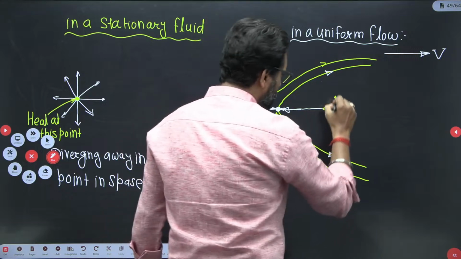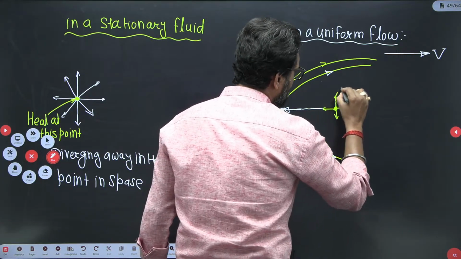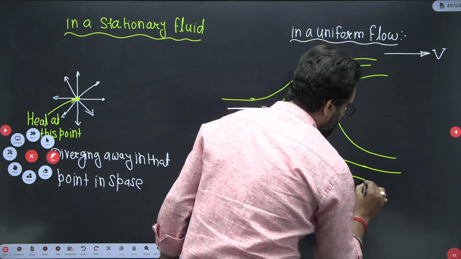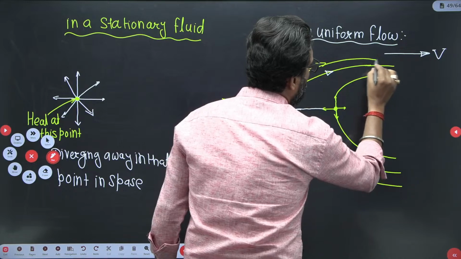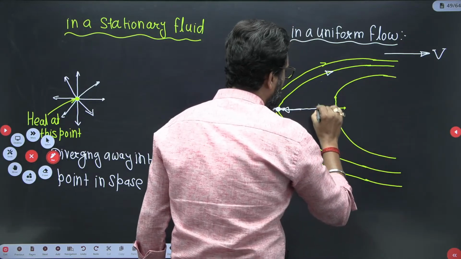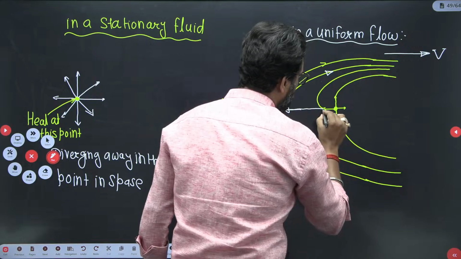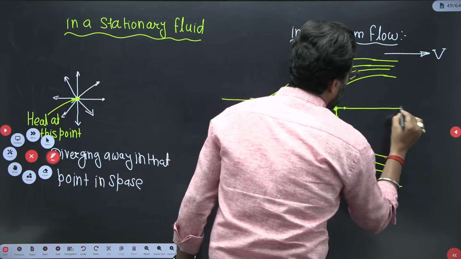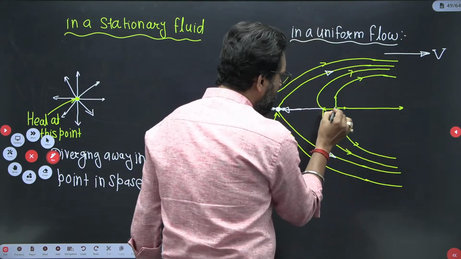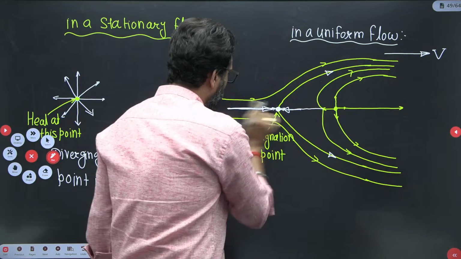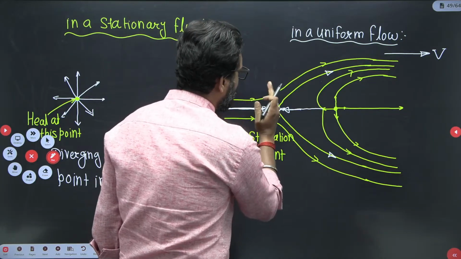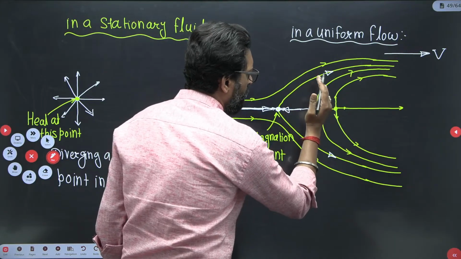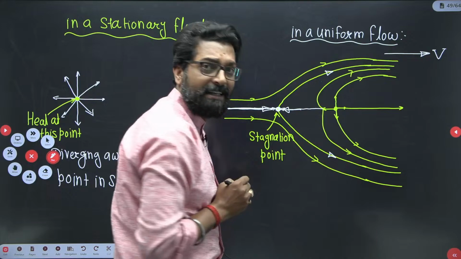Now at this heating point, this is your streamline. At this point, it is like that. So these are all the streamlines. So my dear, this is your point of divergence, but here the fluid will flow from left to right, so the stagnation point is at the right. If the fluid flows from right to left, the stagnation point is at the left.